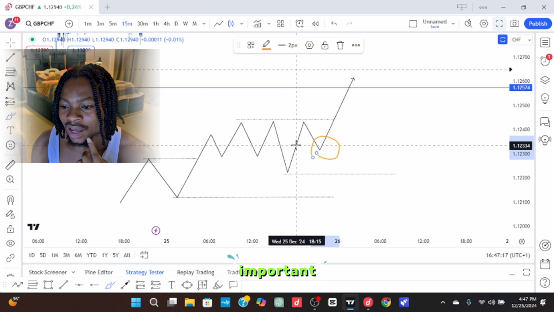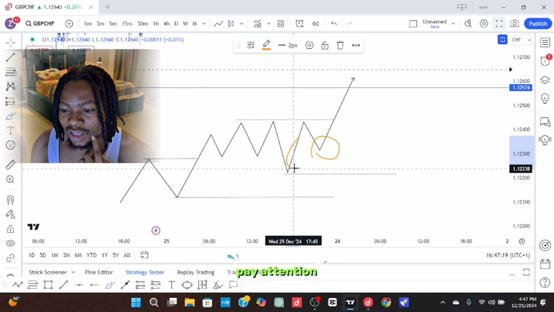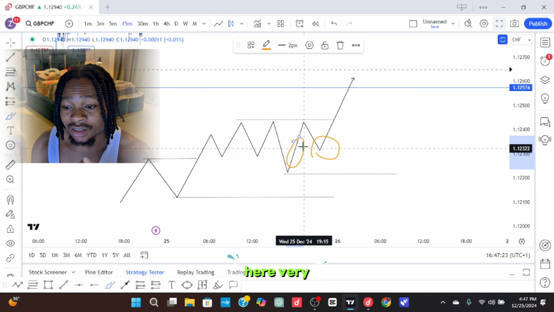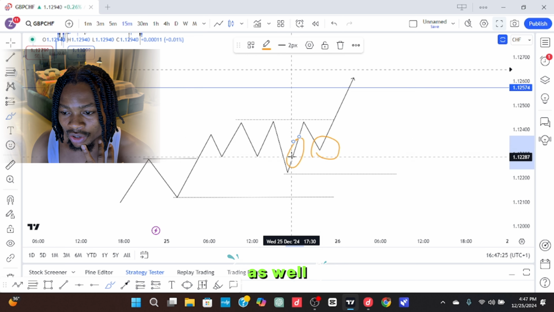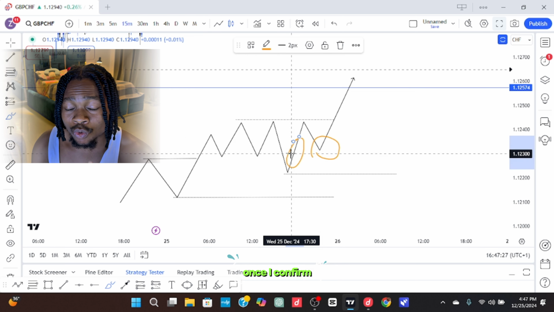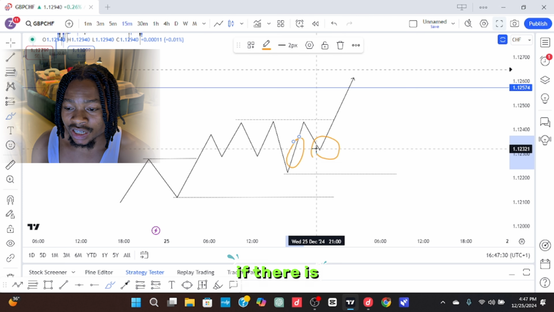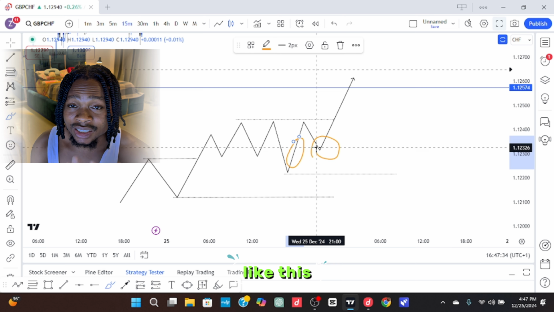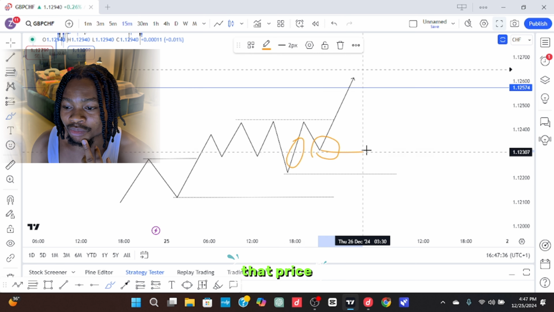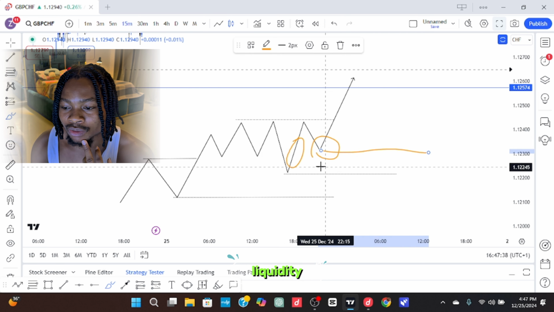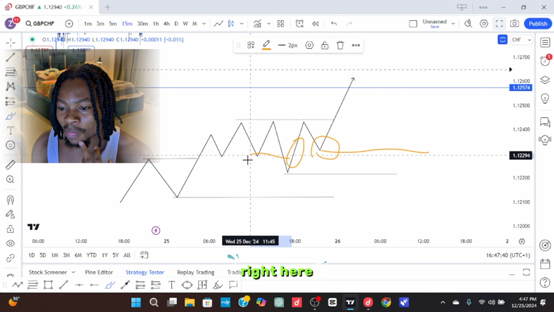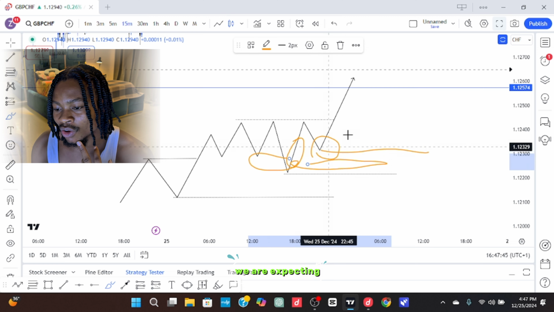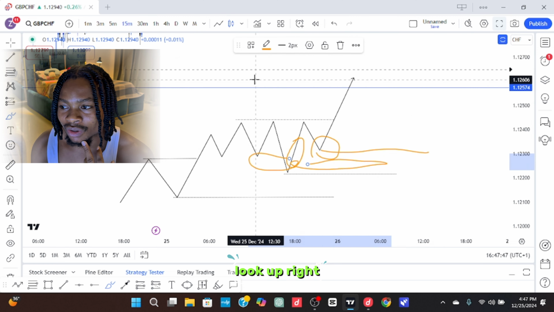Very important. And before this, we need to pay attention to if there is any fair value gap right here, very important as well. So once I confirm if there is any fair value gap here, and also seeing something like this is very nice. That means that price now has a structural liquidity right here, and now we have an entry we are expecting on our fair value gap right here.